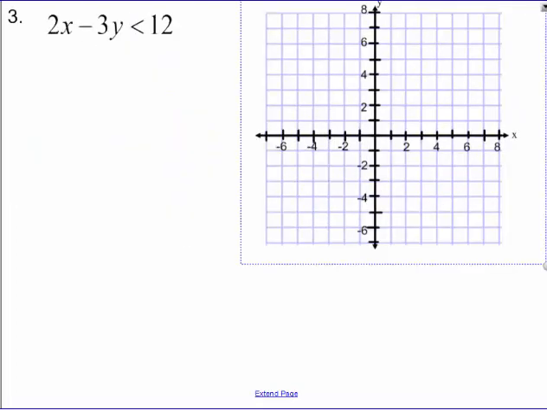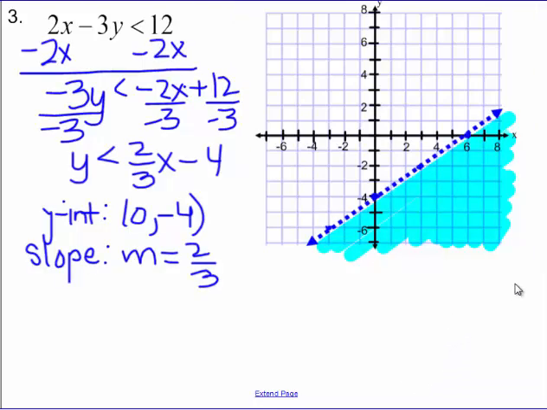If you would like a practice just to check your understanding, here is another example: 2x minus 3y is less than 12. You can work on this one in your notes and then restart the video to check your answers. Pause now. So this is the solution to graphing the inequality 2x minus 3y is less than 12. If you need to check your work, you can pause again and then restart when you are done.